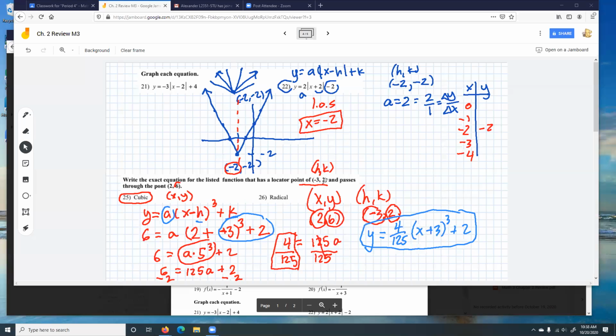If I were to type this into Desmos, I could graph it and it would show me that, oh, this is the vertex. Well, you know, this graph, a cubic, looks like this. The locator point is in the middle. So my locator is -3, 2.